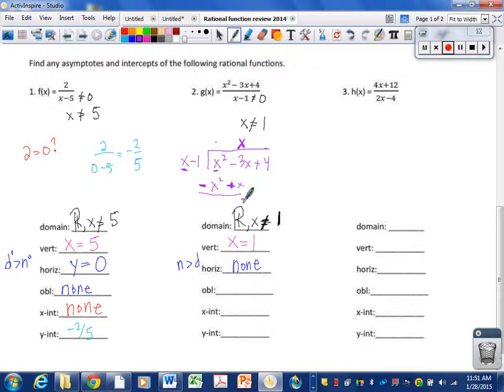Minus 3 plus 1 is minus 2x and plus 4. We drop down the 4. So x times what is minus 2x? Minus 2. So if we multiply x by negative 2, we will get it. So this is the equation of your oblique asymptote. Y equals x minus 2. Okay, so once you've gotten your x value and your intercept, you don't have to continue on with this division. You just write down the oblique asymptote's equation, x minus 2.